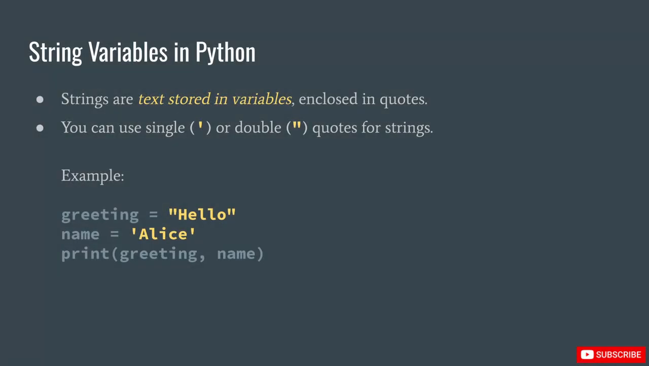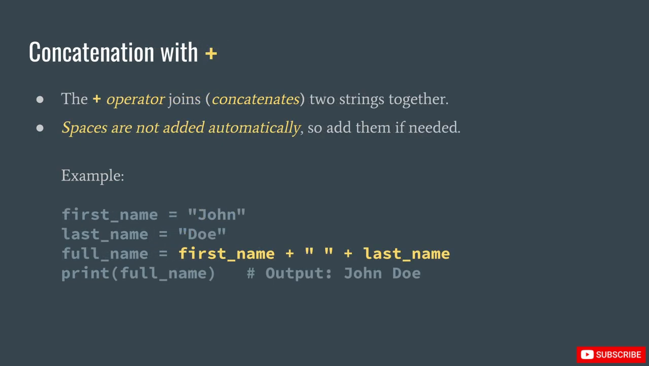Strings are used to store text in variables, and they're always enclosed in quotes. You can use either single quotes or double quotes to define a string, so both are perfectly fine. The plus operator is used to join two strings together, a process known as concatenation. However, keep in mind that spaces are not added automatically. So if you want a space between the strings, you'll need to add it explicitly.